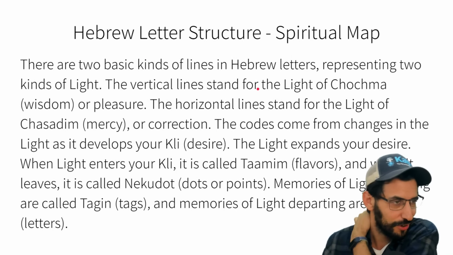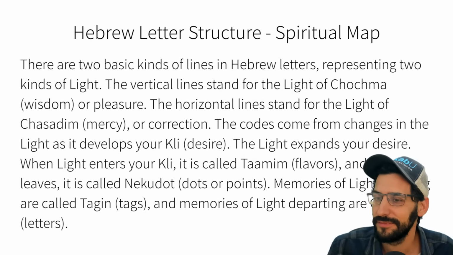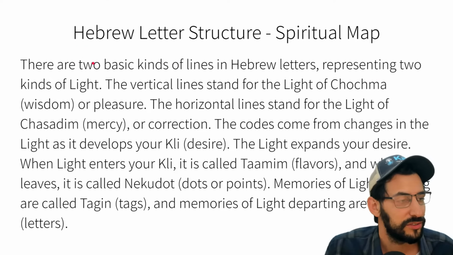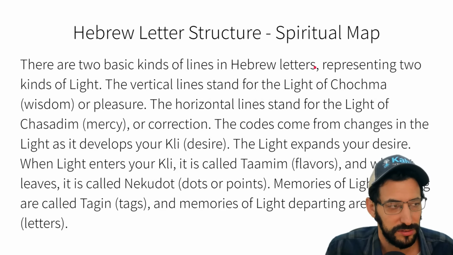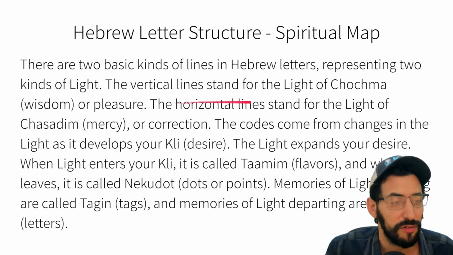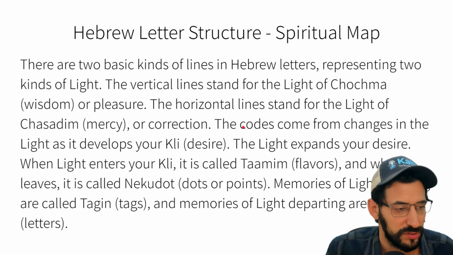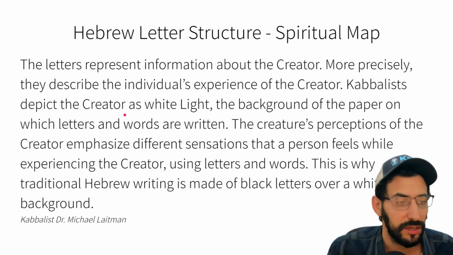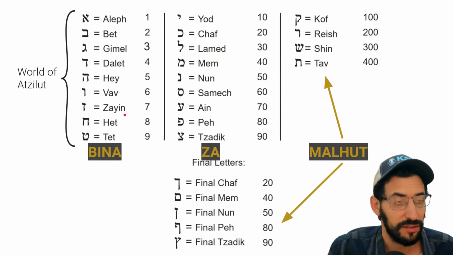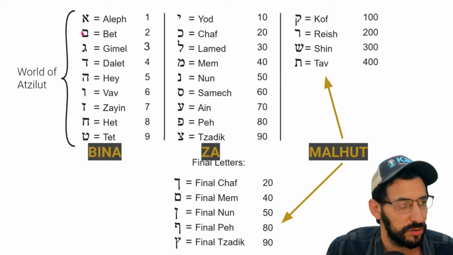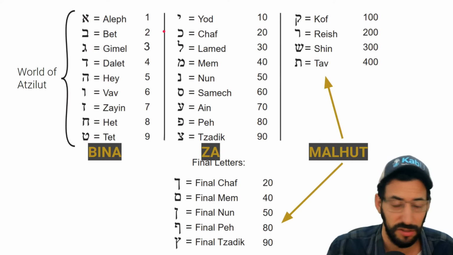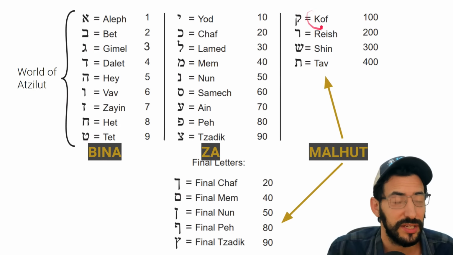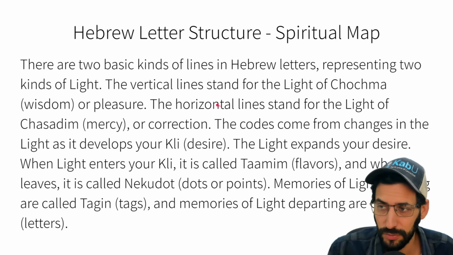All right. So let's read a little bit. There are 2 basic kinds of lines in Hebrew letters, representing 2 kinds of light. The vertical line stands for the light of Chokhmah, wisdom or pleasure, and the horizontal line stands for the light of Chasadim, mercy or correction. By the way, quick pause. Vertical, horizontal lines, we are talking about how the letters are written, right? So every letter has vertical and horizontal lines, or diagonal as well, which is a combination of the two. So every letter, you can see it has these combinations, and this is what this is referring to.